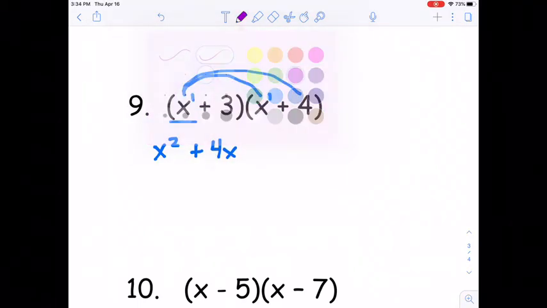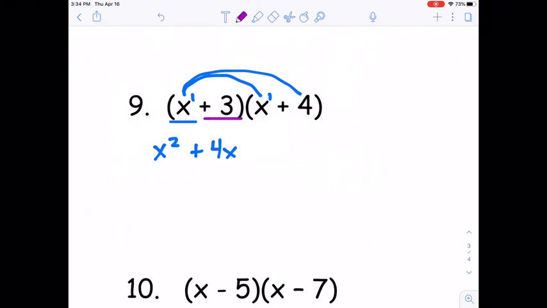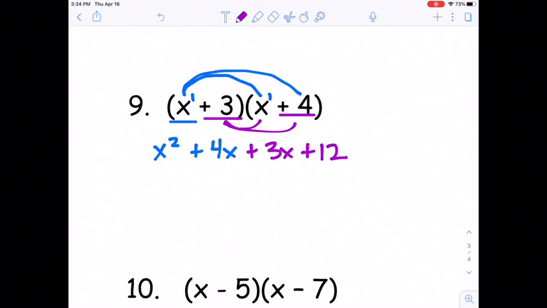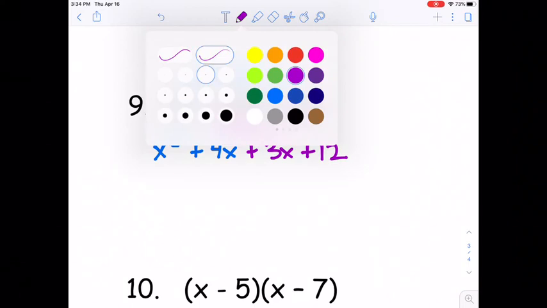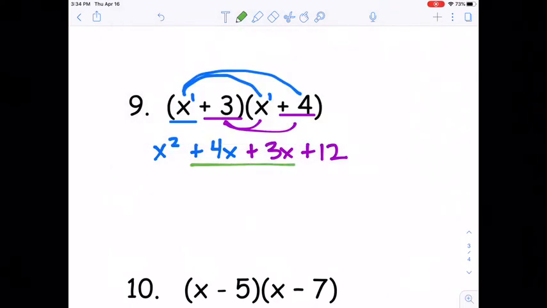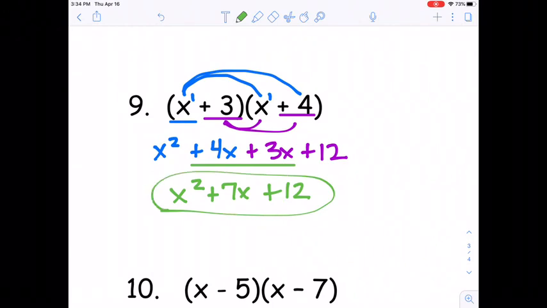Then I'm going to go to the 3. It's a positive 3 times x is plus 3x, and a positive 3 times a positive 4 is a positive 12. Always check to see if you can combine any of your terms. In this case, these two combine together. 4x plus 3x is 7x, just adding the coefficients. And then I'm just going to bring everything else down. X squared plus 7x plus 12 is my final answer.